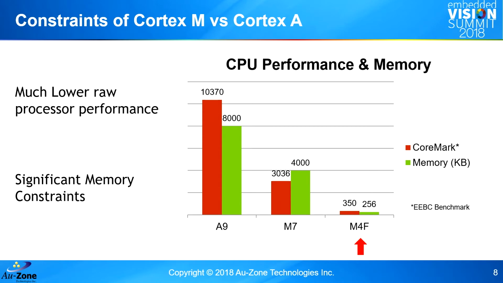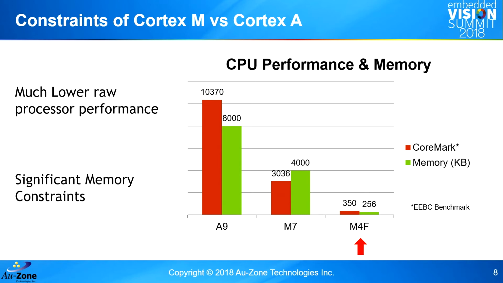There are obviously some significant performance constraints when trying to implement a design like this on a small-end microcontroller versus a higher-end SoC. Here's a graph showing the relative memory and processing capability of a Cortex-A9 CPU versus a Cortex-M7 with external memory or a Cortex-M4 with internal memory. In this particular example, we're going to try and focus on hitting that M4 design.